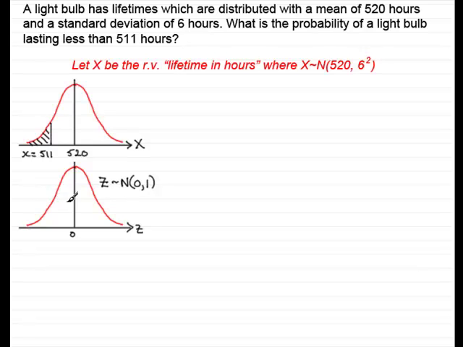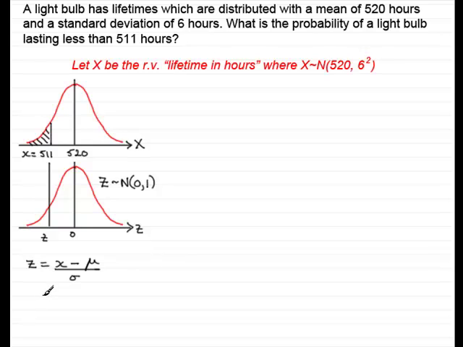Then I need to find out what the corresponding z value is for this observed value of 511. To do that, I project that down onto this graph, label this z, and use the formula z equals the observed value x minus the mean mu, all divided by the standard deviation sigma. What this does is it tells me how many standard deviations the observed value 511 is below the 520.